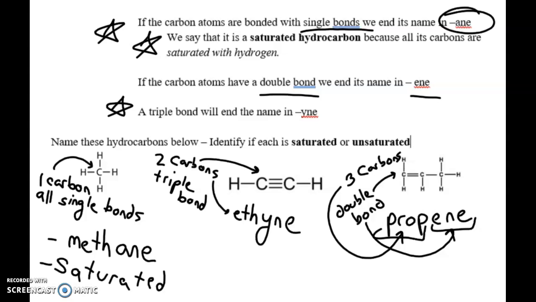So these 2 on the right with the triple and the double bond, the ethyne and the propene, these are both unsaturated hydrocarbons. If those additional bonds, whether the triple or the double, weren't there, there could possibly be more hydrogens bonded there. So we didn't max out the number of hydrogens. We didn't saturate these compounds with hydrogens. They have a double or a triple bond instead.